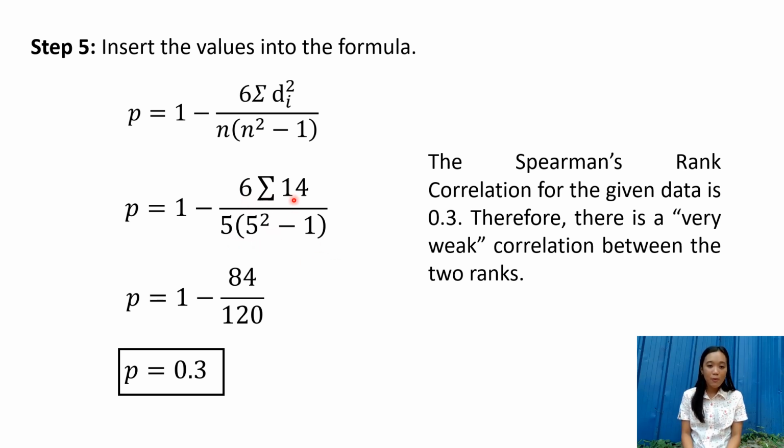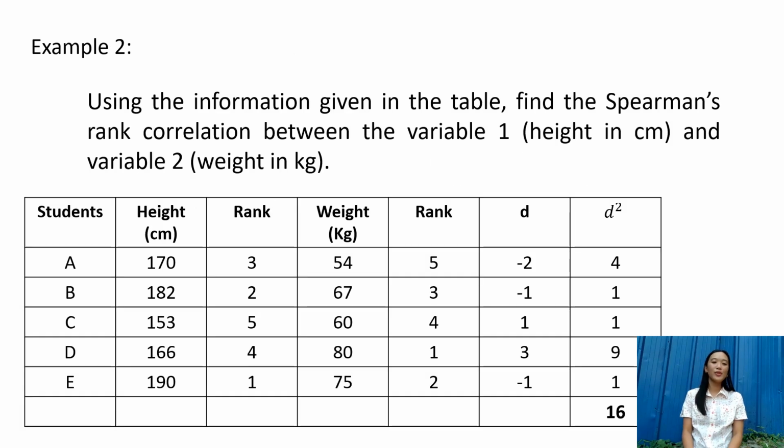So, 6 times 14 is equivalent to 84, while 5 times 5 squared minus 1 is equal to 120. 1 minus 84 over 120 is equivalent to 0.3. The Spearman's rank correlation for the given data in example 1 is 0.3. Therefore, there is a very weak correlation between the two ranks. Let's proceed to example 2.